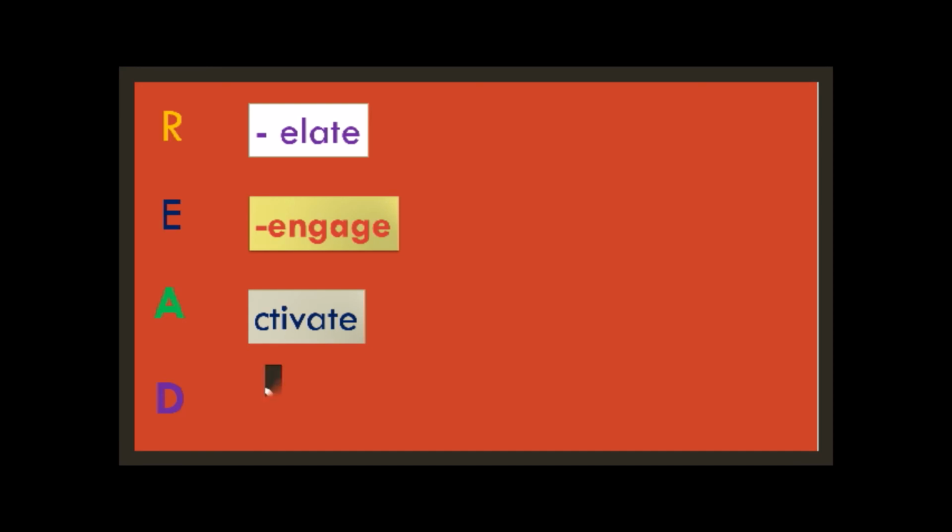And lastly, the word do for the letter D. Why do? When we read and after reading, we tend to do what we get to learn from the things that we have read. So for me, the acrostic read has the following words: R for relate, E for engage, A for activate, and D for do. So, this is one way of creating your acrostic.